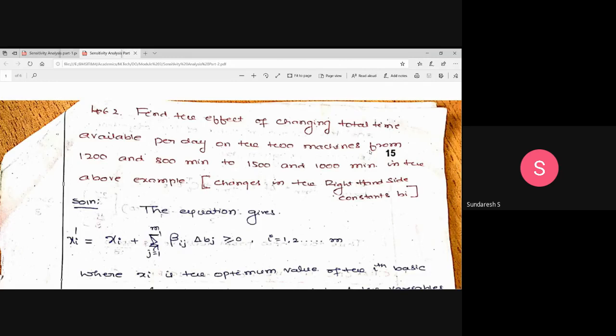So how do we solve this problem and determine the effect of changing these parameters, that is the right hand side constants, on the optimum solution? We got the optimum solution in the previous class. Now we are going to change 1200 and 800 to 1500 and 1000, and then determine the effect of that. Okay, so this is what we are going to do now.